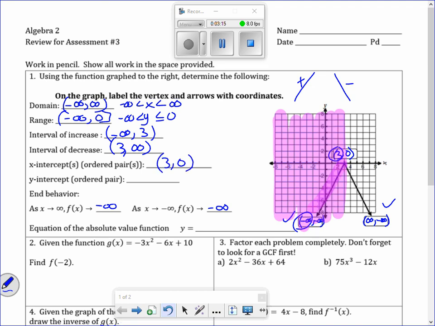And y-intercept, I see this graph crossing the y-axis at negative 6. So I'm going to say (0, -6). All right, so just some questions. You don't always get asked those things, but all right, equation of the absolute value function.